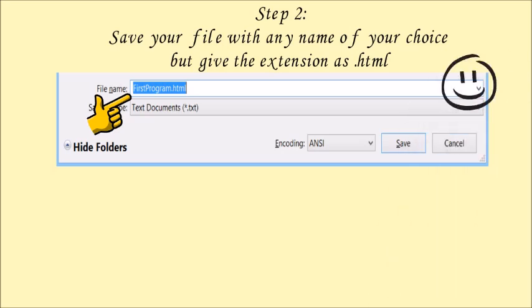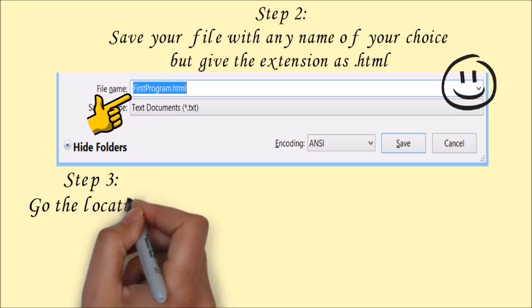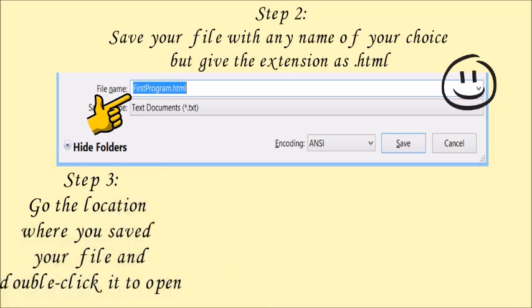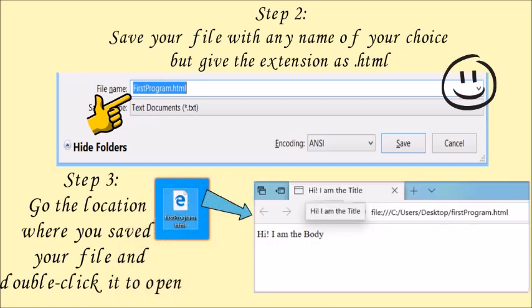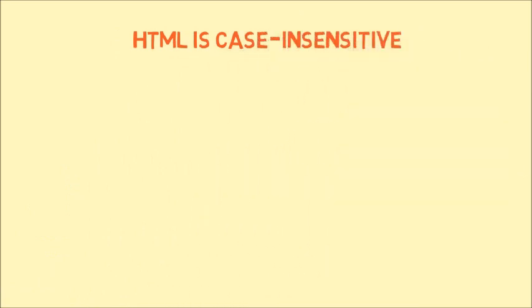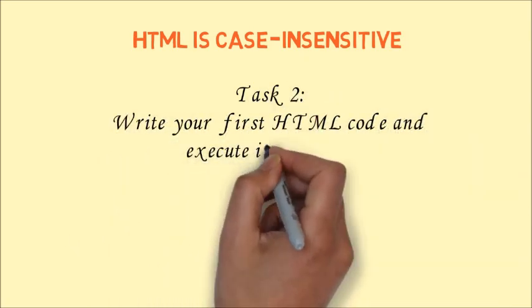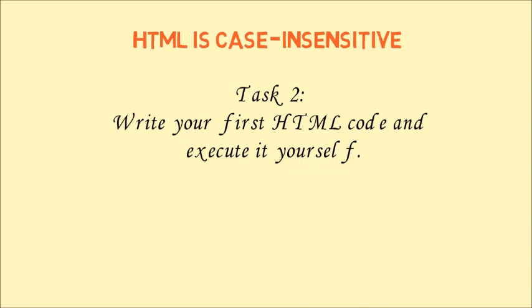This converts your file into a web page. As simple as that. The last step is to go to the location where you saved your file. Did you observe its icon? It will be the icon of your default browser. Just double-click it to open and it will open in your default browser. Please note that HTML is case insensitive. It means that you can enter the tags in both uppercase as well as lowercase. It doesn't matter. Now here is your task 2. Write your first HTML code and execute it yourself.